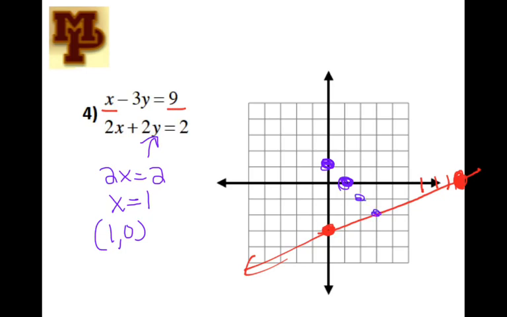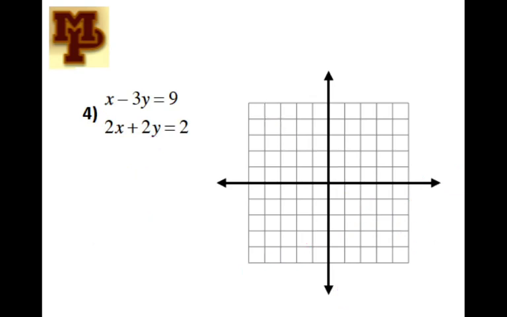And it looks like they cross at 3, -2. And that turns out to be the solution to the system. 3, -2. Still good? Hopefully. Alright, number 5.